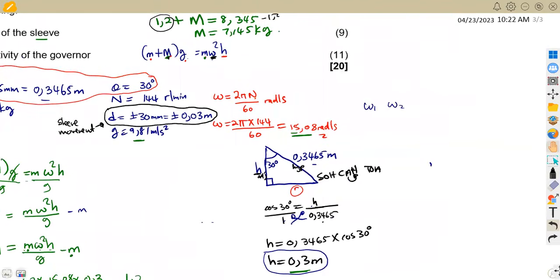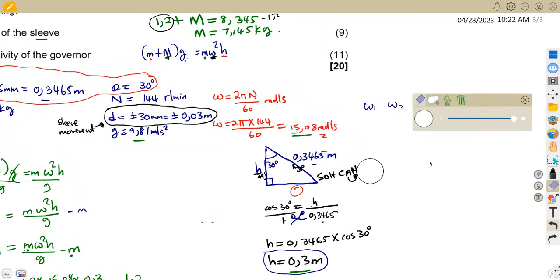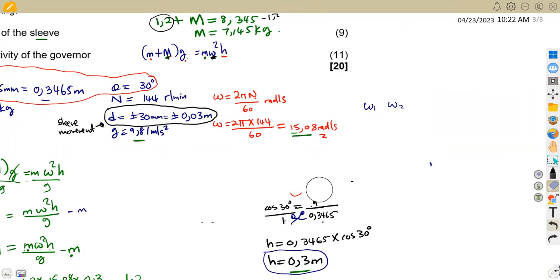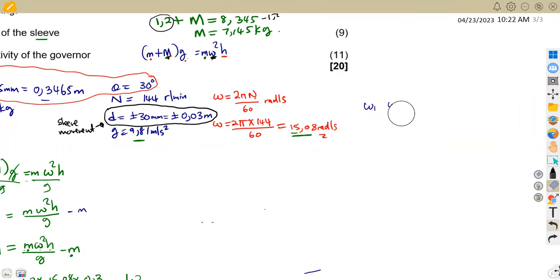I can even remove this part, guys, because we have this information. I'm just going to write H here, which is 0.3. So H is 0.3. So we said H is equal to 0.3 meters.